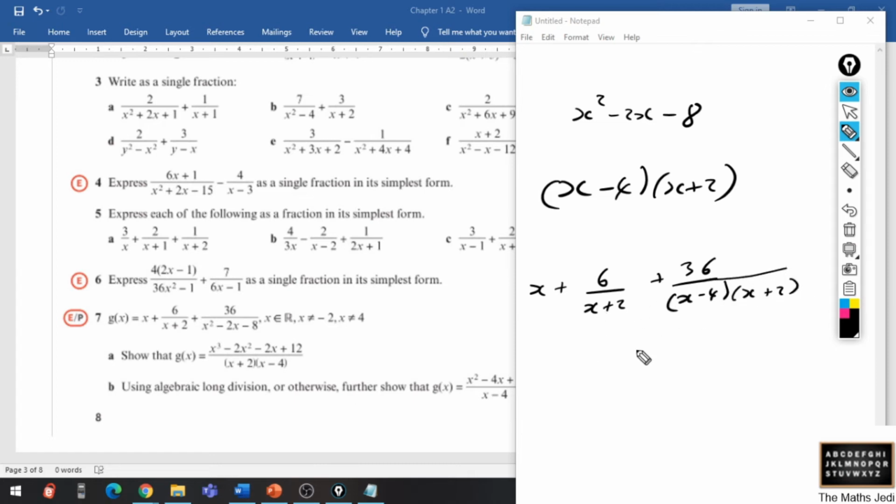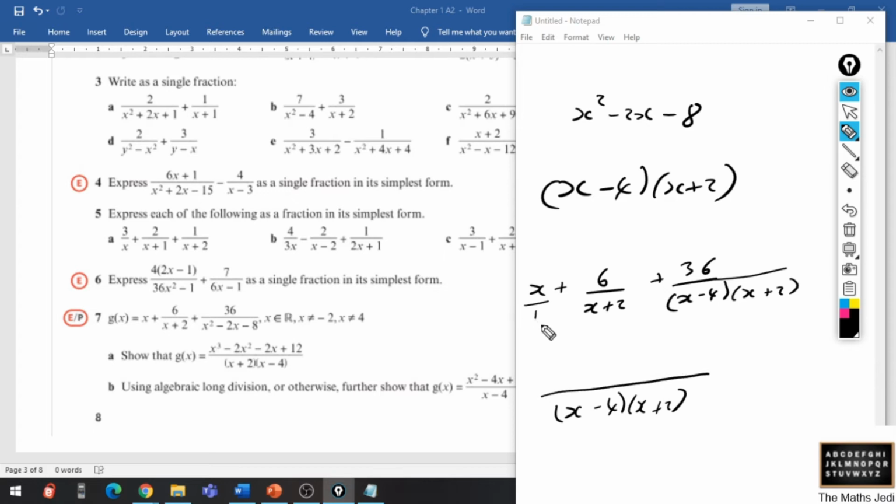Now I'm looking for a lowest common denominator. Effectively the denominator here is 1. So I'm looking for a lowest common denominator. Of course it's going to be x minus 4, x plus 2. You can see it's a multiple here. So that would be my lowest common denominator.